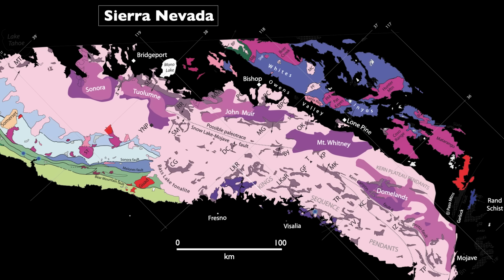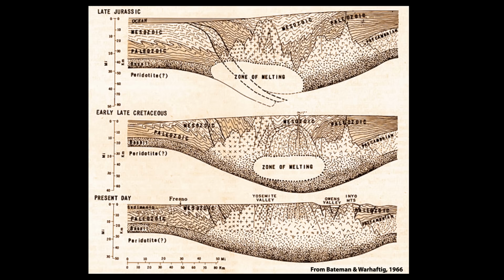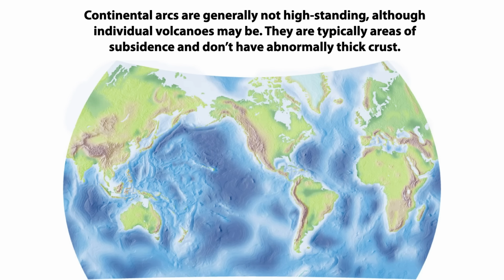And these formed in a zone where the arc was really thick, and got hot and started melting the crust itself. And it looks like this in cross section. You'd see that the crust is really thick, you get melting and so forth, and it all rises up to give you these plutons. The problem with this idea is that, in my mind, continental arcs are not high standing. And if you look all around the world, at modern arcs, you'd find that only the Andes is high standing.